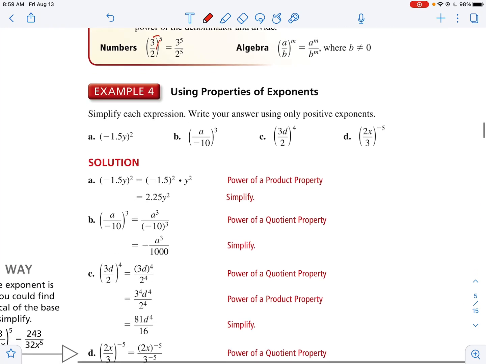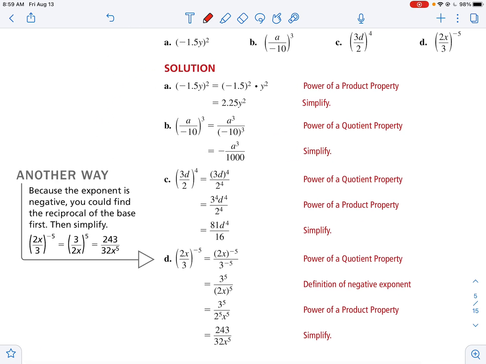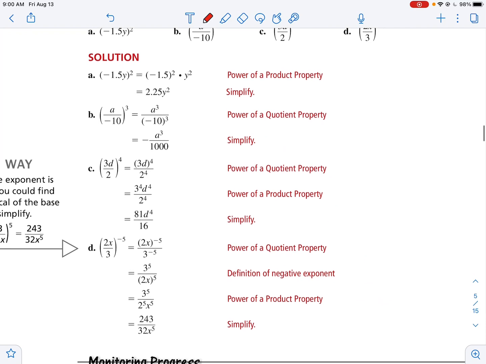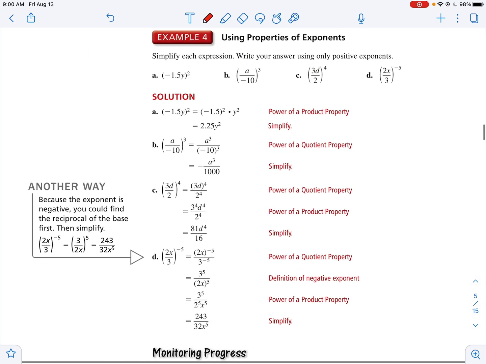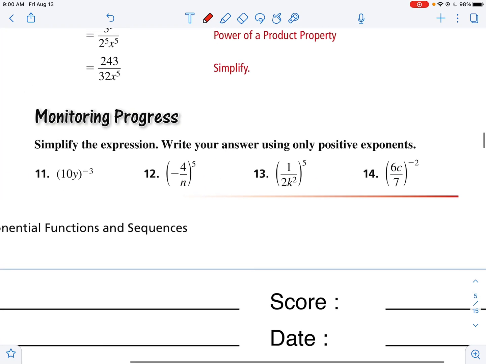Okay. More examples. They've got them worked out for you here. Notice that there is another way to solve this problem. They do it in 2 different ways for you. You're welcome to look that over. Give it a pause. Look it over. See if you agree with what's going on there. Now pause it and try these.